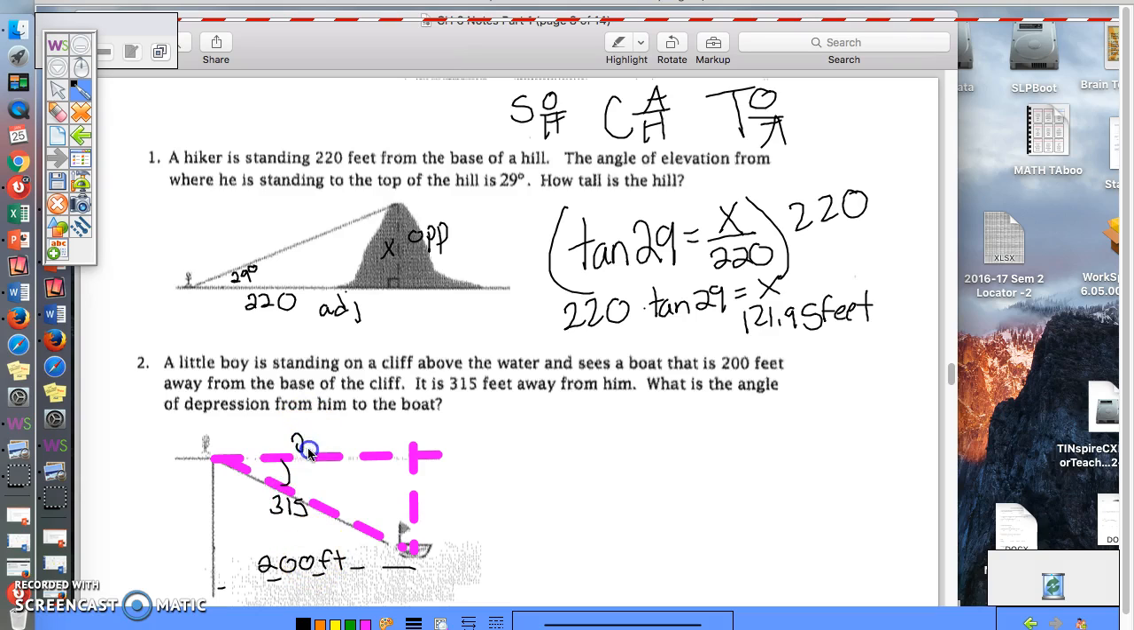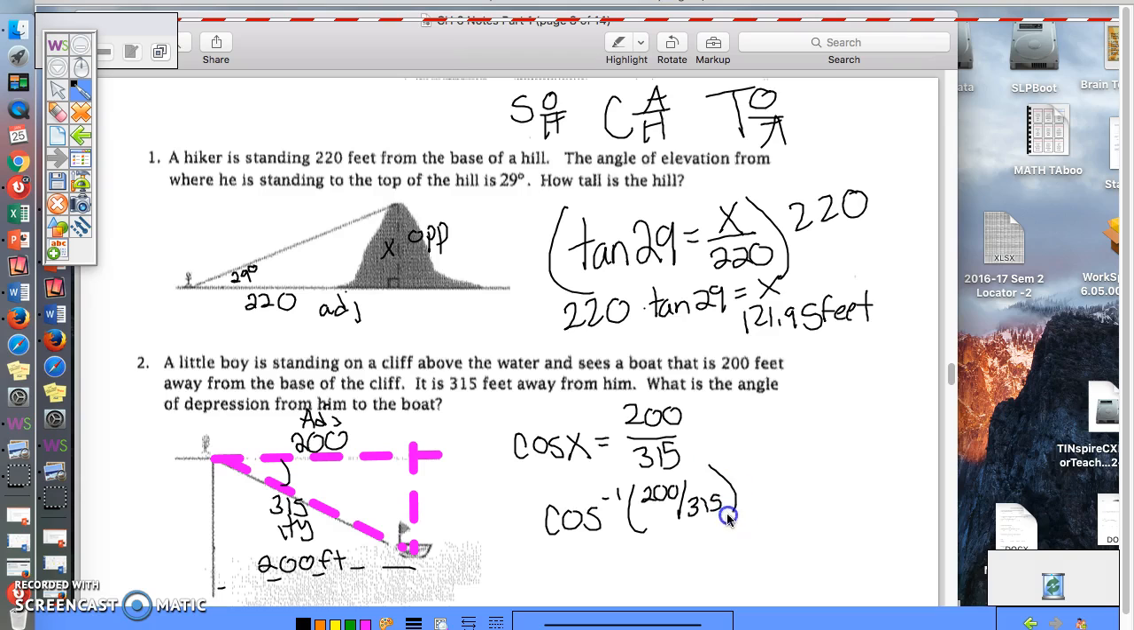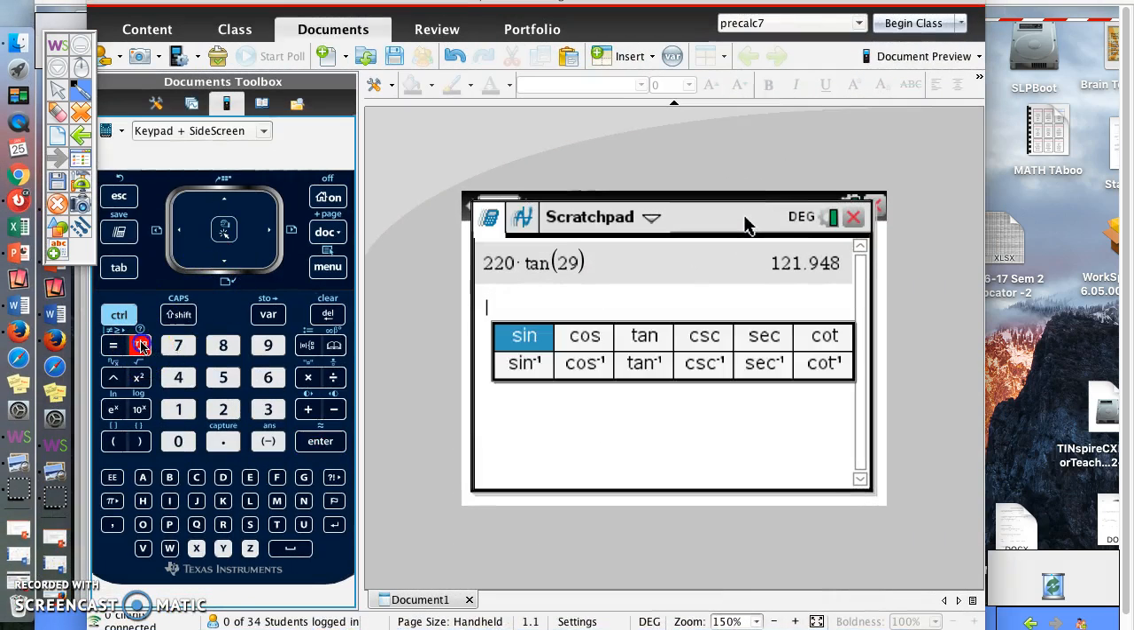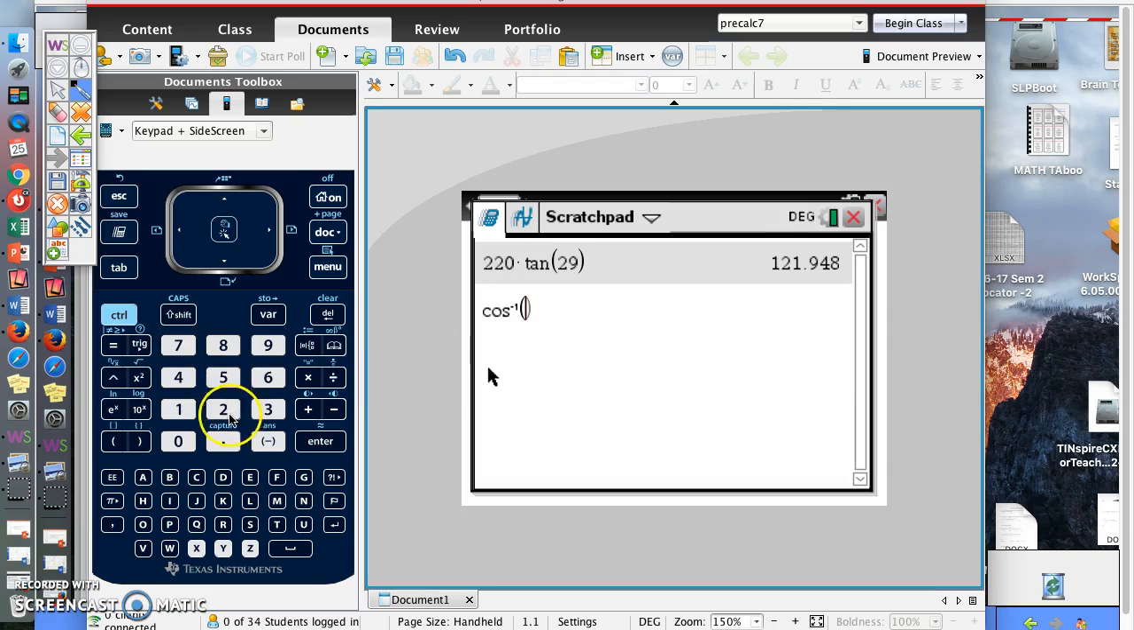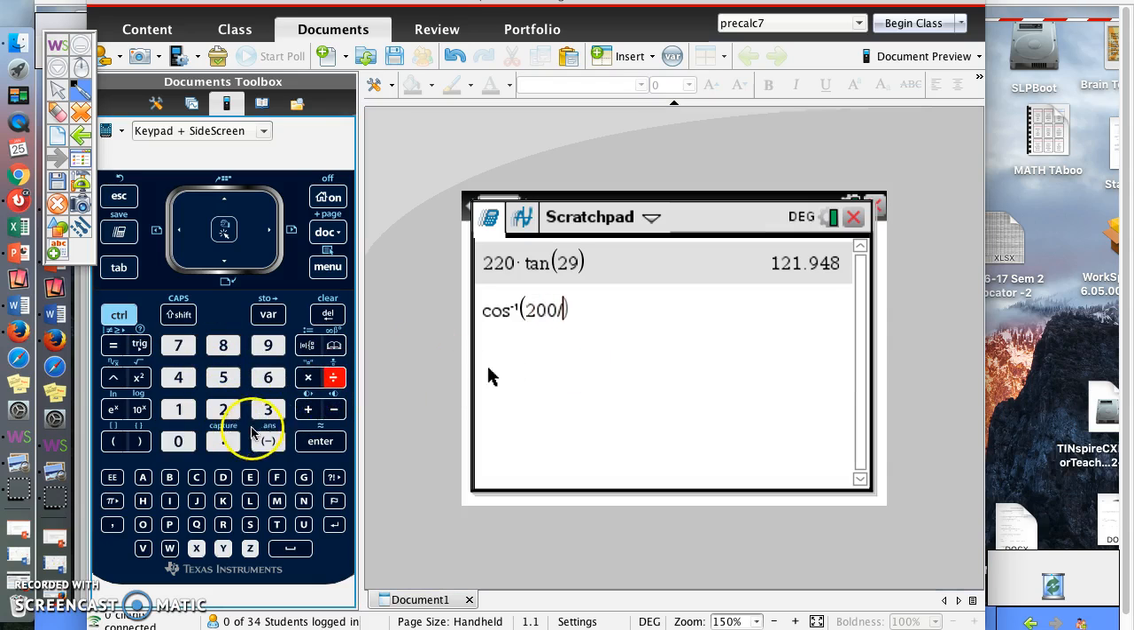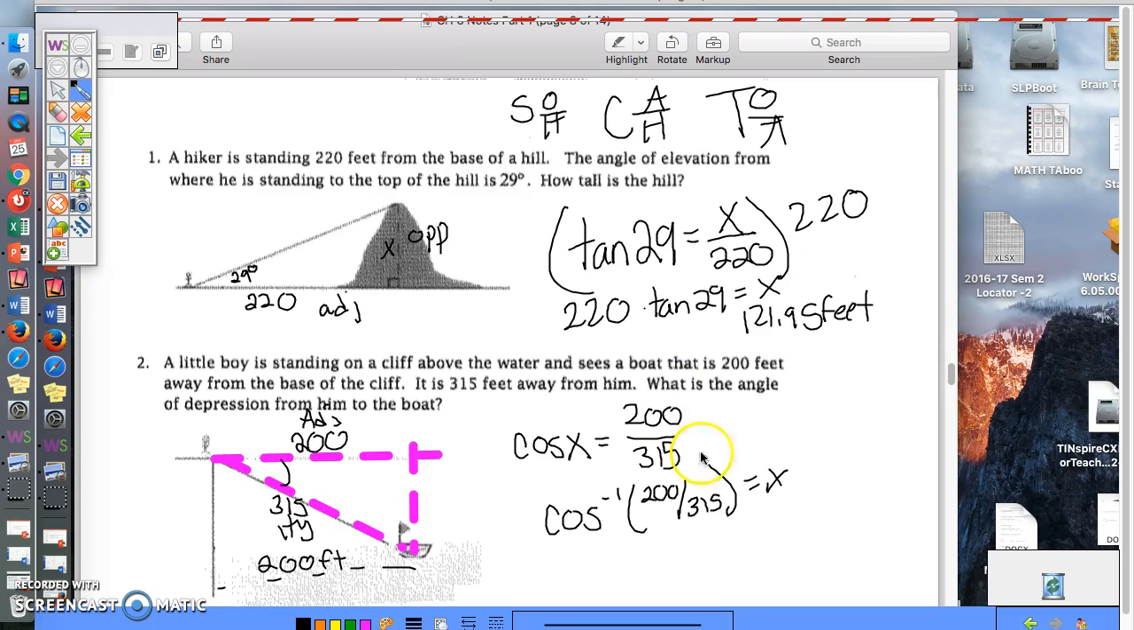Well, if this is 200, up here is 200. So our angle, we have the adjacent and the hypotenuse, so the cosine. So we know the cosine of our angle, adjacent over hypotenuse. So we have to use the inverse since we're finding the angle. So if we type that into our calculator, inverse cosine 200 divided by 315, we end up with 50.6 degrees.